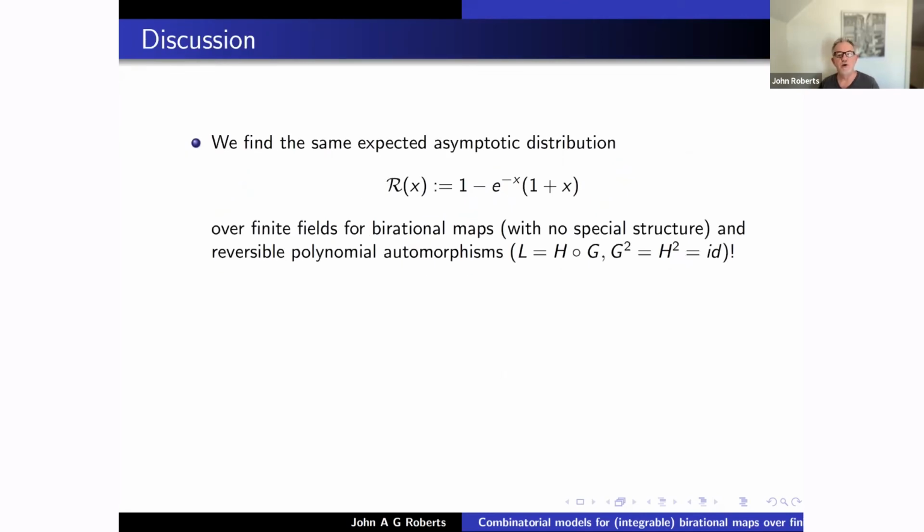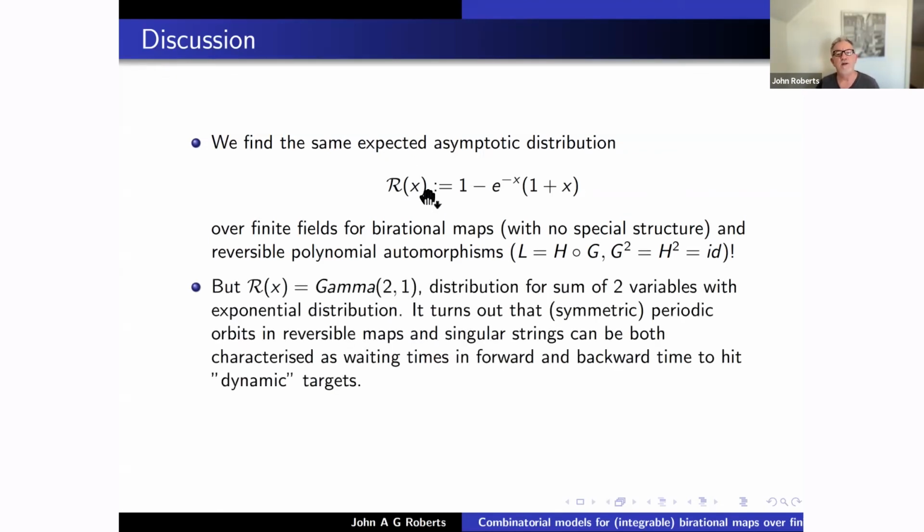So just to conclude, I've given you one example of the model building that eventually goes into what we found in Tim's thesis and which we are now putting into papers. And we found the same distribution for birational maps with no special structure as reversible polynomial automorphisms. But then when we thought about this, we realized that this function is well known. This is a gamma distribution in statistics. And it turns out that the creation of periodic orbits in reversible maps and the creation of singular strings in these cut permutations are guided by the same sort of statistical model of hitting a target in forward and backward direction.